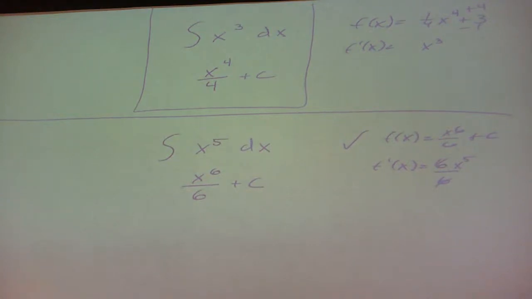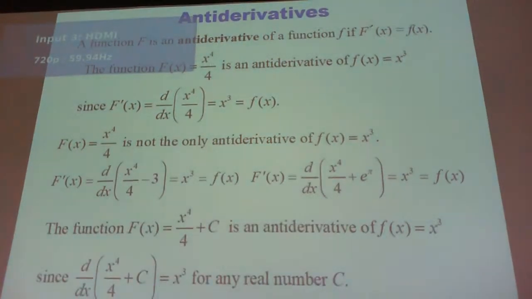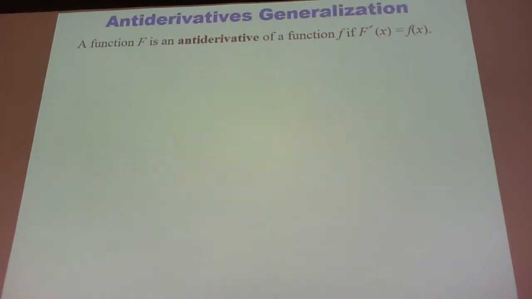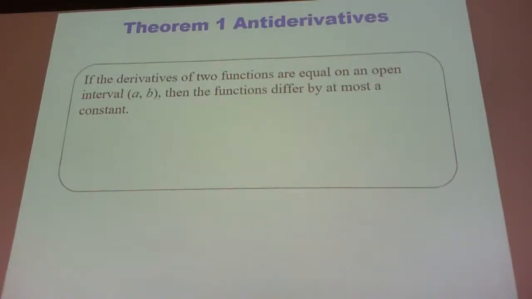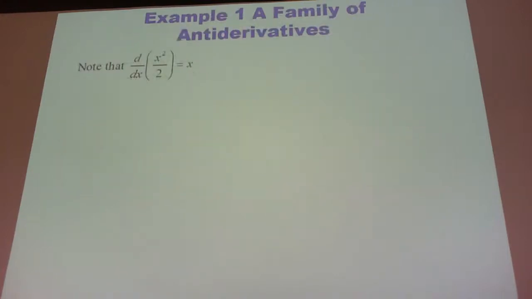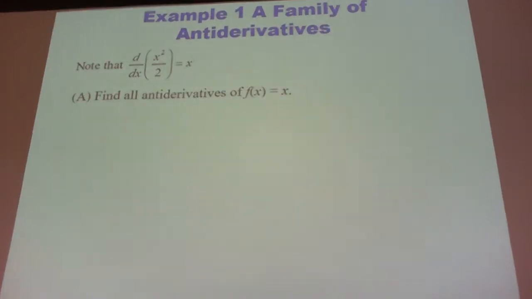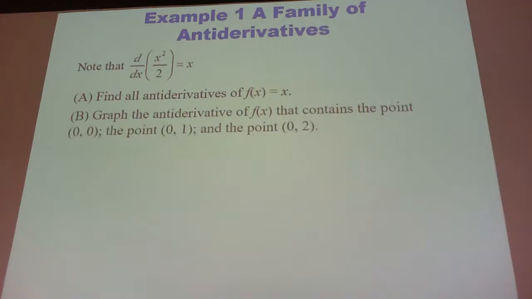Okay? So going back to our notes, that's what this whole slide is talking about. You always have to put a plus c for the number that could have been there. You can check it with the derivative. That's what this is talking about. And this is basically just saying that you do get a range of answers, not just one answer.